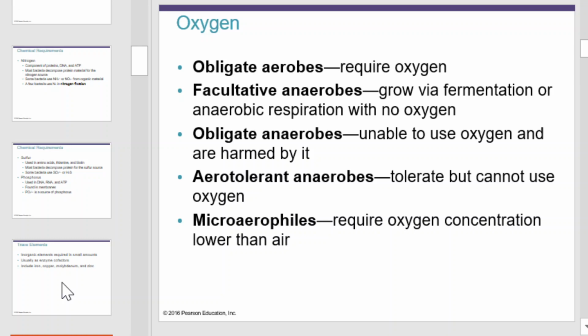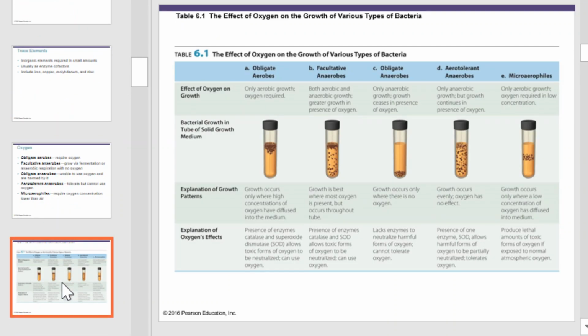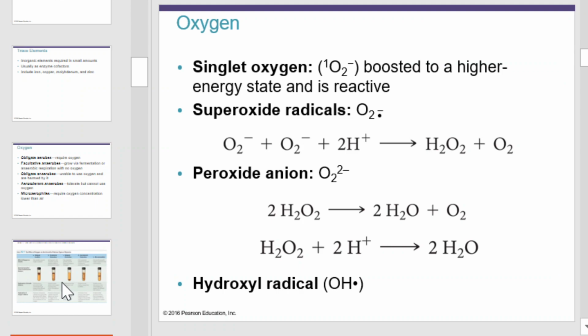Aerotolerant anaerobes can tolerate but cannot use oxygen, and microaerophiles require oxygen concentrations lower than what is actually present in our air currently. This is just an illustration from your textbook to illustrate the growth that we would see from each of the different oxygen growth scenarios. So if something was an obligate aerobe, then their growth would be concentrated at the top of a test tube, anaerobe at the bottom, etc. Some other things to consider when considering oxygen is a form of oxygen referred to as singlet oxygen. Singlet oxygen is oxygen that is boosted to a higher energy state, and it is reactive.